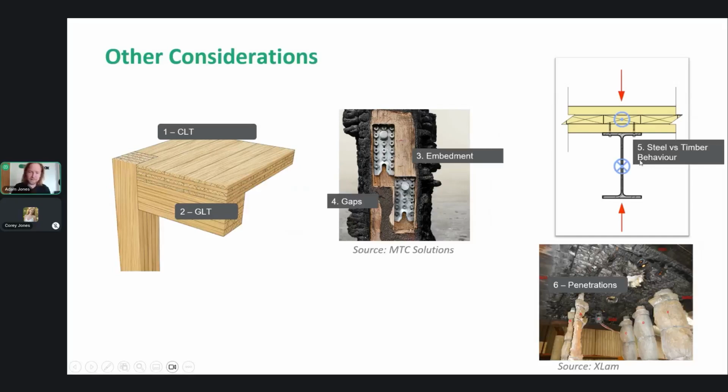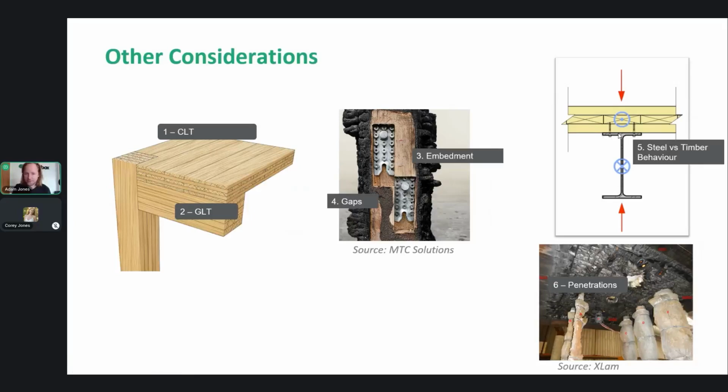What about steel versus timber behavior? Steel conducts heat, meaning the pyrolysis chemical reaction may begin prematurely as the steel heats up. And if your fixings go to the middle of the timber, your charring rate might be at a certain point, but the steel might actually accelerate it.